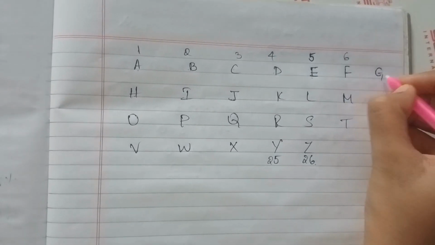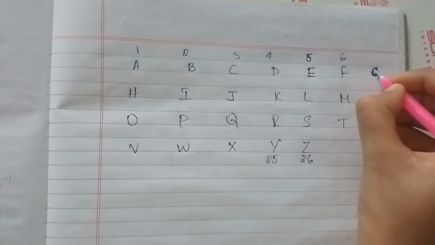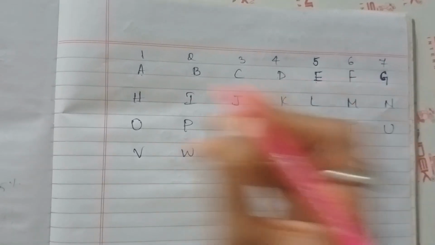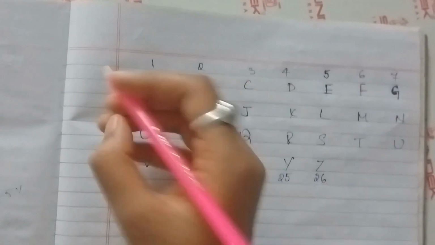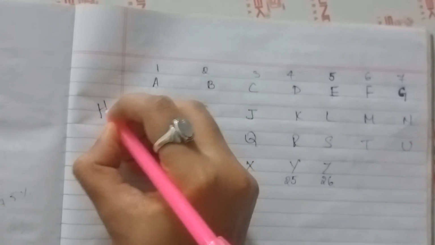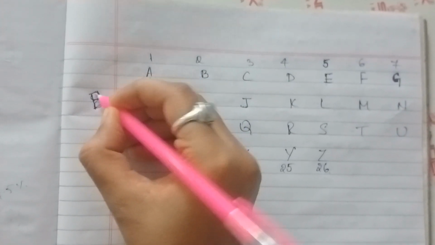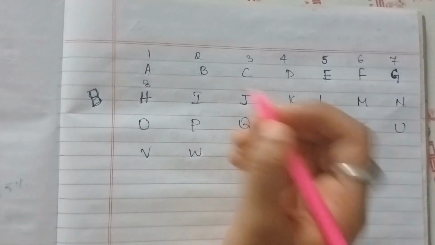And G, sorry, G is like 7, right? So it is the seventh position. And H, you can see how the H has been designed. H is like this, right? So after you turn it like this, it will look like 8, right? So this position is 8.